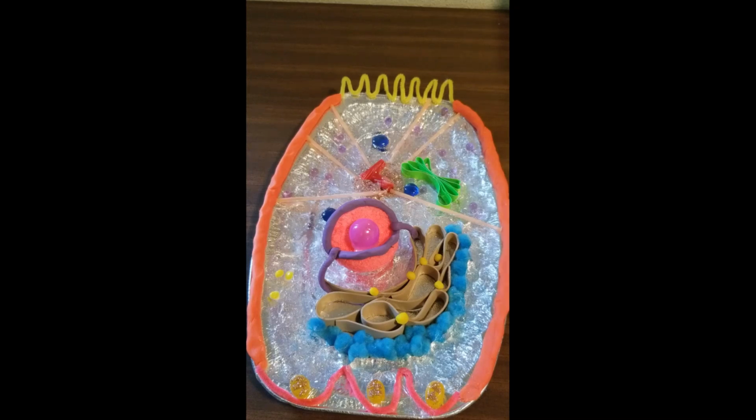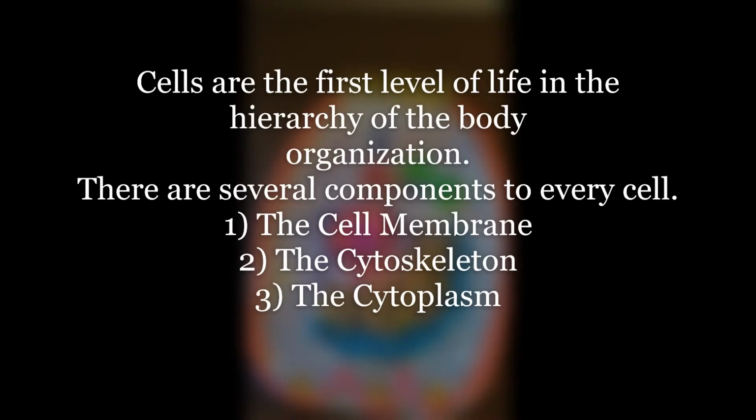In week number 2, we learn about the structure and parts of the cell. Cells are the first level of life in the hierarchy of the body organization. There are several components to every cell. Number 1, the cell membrane. Number 2, the cytoskeleton. And number 3, the cytoplasma.